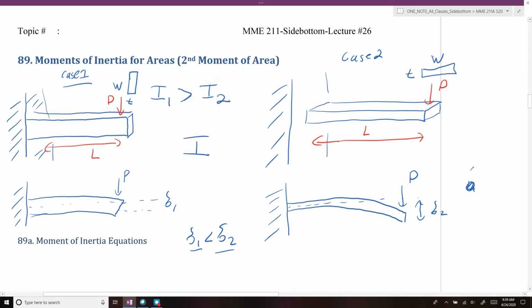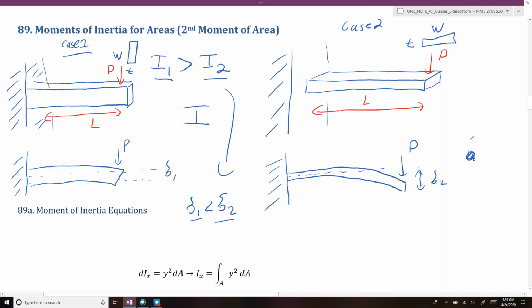So since the moment of inertia is greater for case 1 than case 2, the amount of deflection for case 1 will be less than in case 2. So the stiffness is going to be greater for case 1, which means for the same load and the same length of beam, it will deflect less than it would for the second case.